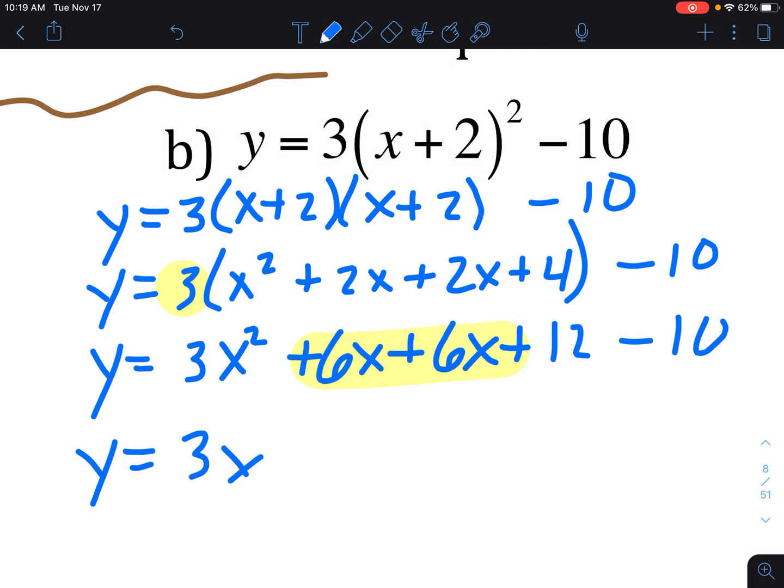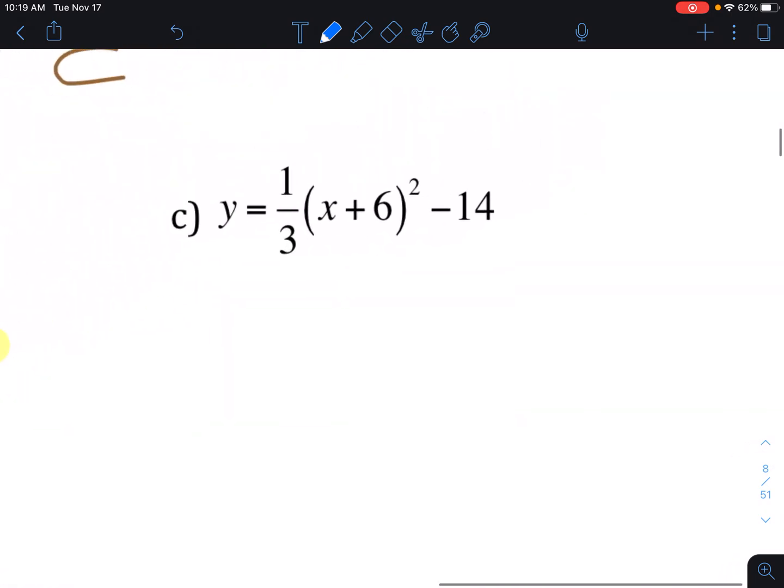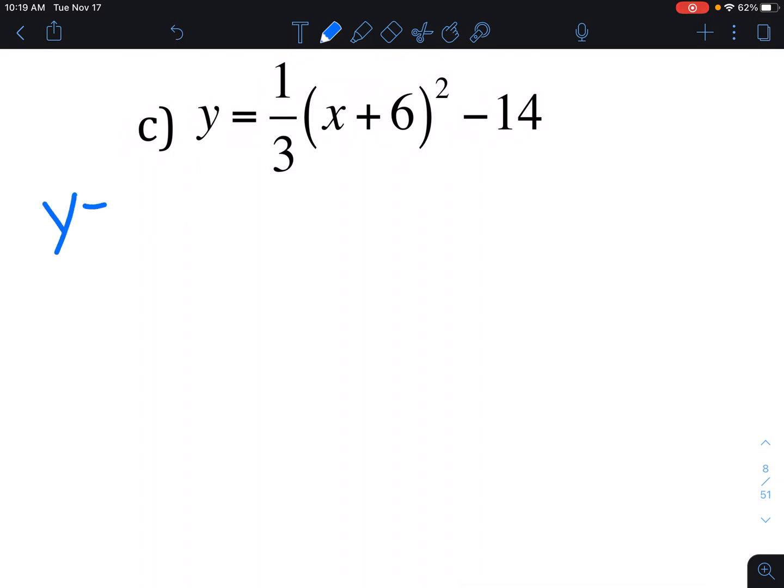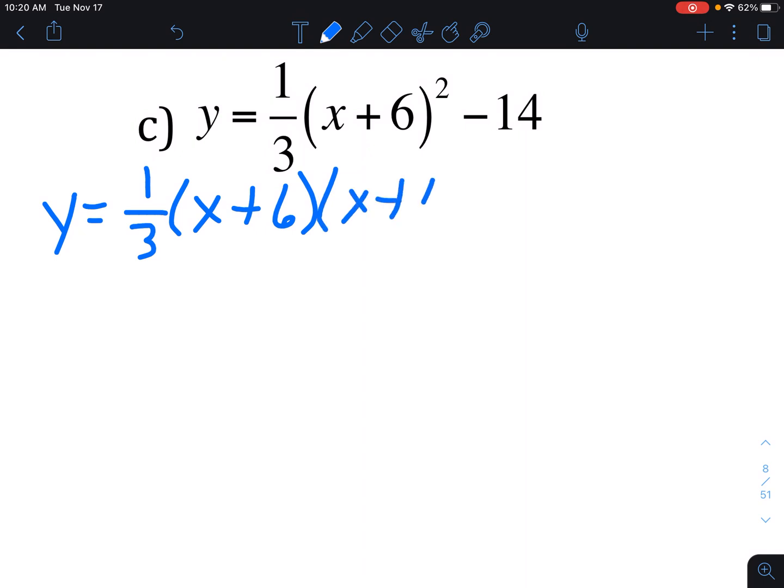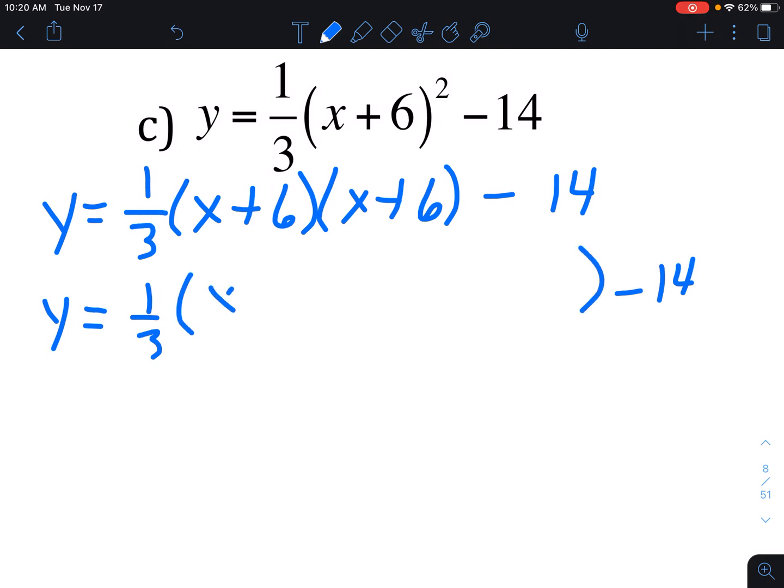These guys add up to plus 12x. And then these guys add up to plus 2. And that's done. And then one more. Going to write out the x plus 6 twice. I'm going to FOIL the x plus 6's. Just bring down the 1/3 and bring down the minus 14. So first, outer, inner, and last.